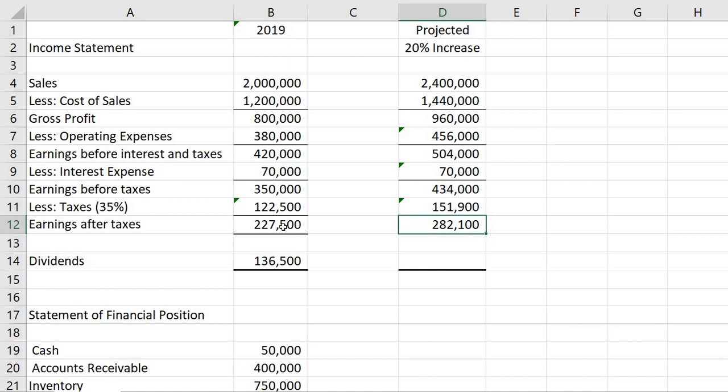So, looking at the previous year's data, the 2019 computation, we can see that the dividend payout ratio of this entity is 60%. So usually, if you're going to apply that here, supposedly, if there are no changes, that should be what we give as dividends.